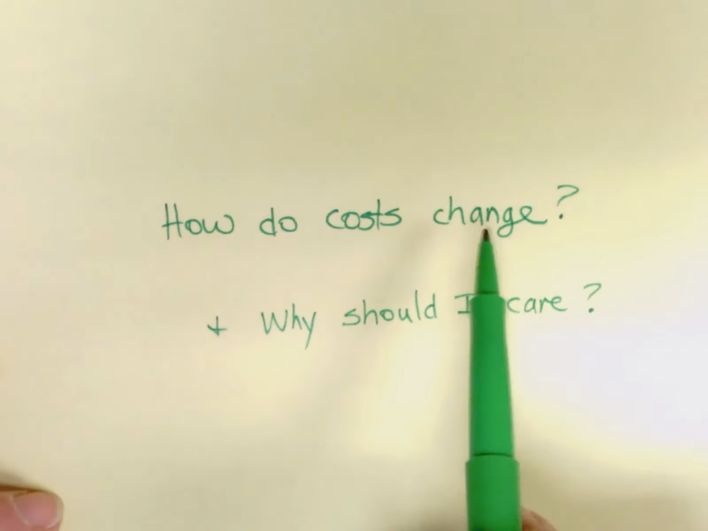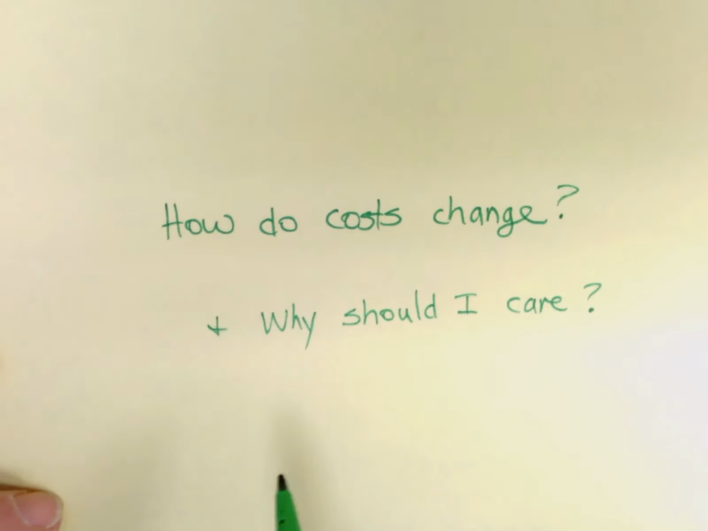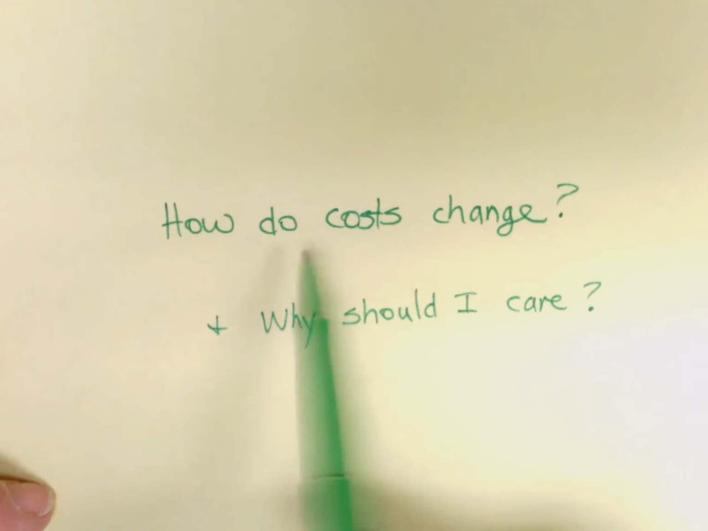So how do costs change, and why should you as an engineer even care? We'll go through that and do some calculations on fixed costing and variable costing, and a little bit more on the income statement in this video today. So why do costs change, or how do they change?